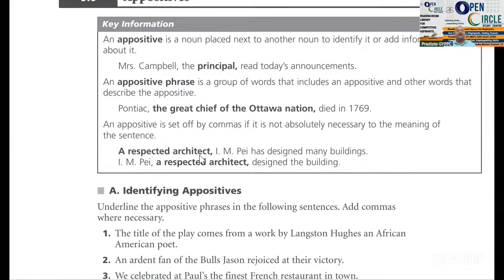A respected architect, comma, I.M. Pai has designed many buildings. I.M. Pai, comma, a respected architect, comma, designed the building. I hope you understand.